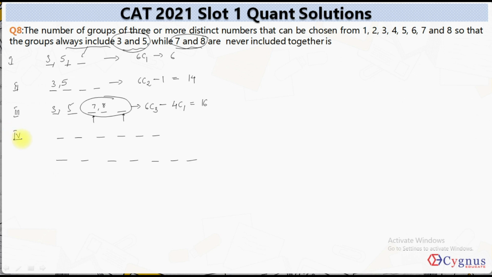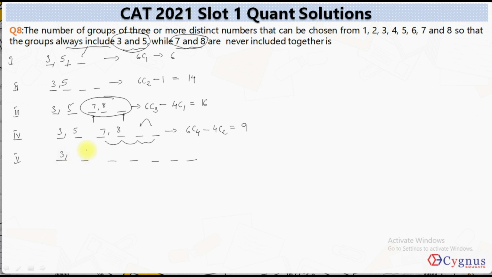Similarly, I'll look at the case number 4 when I'm going to select 6 numbers. Out of that, 3 and 5 are already selected. Remaining 4 numbers out of 6 can be selected in 6C4 ways. But some of the times I would have selected 7 and 8 both. When 7 and 8 both were selected, how many times could that have happened? The remaining 2 numbers will be some others out of the remaining 4. So I should subtract 4C2. This gives you 9.